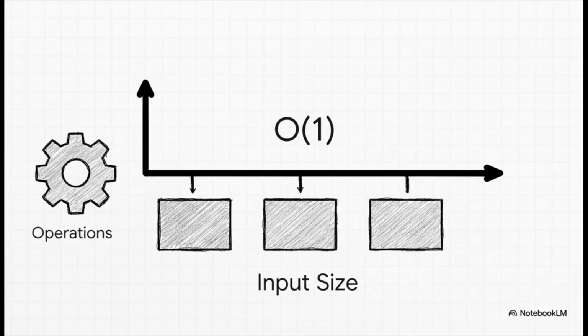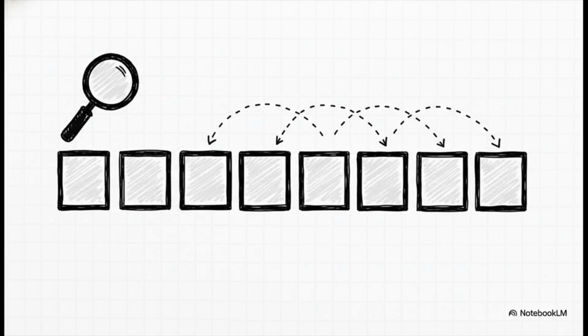If you were to draw a graph of this, it'd just be a perfectly flat line. No matter how far you go to the right with more data, the line doesn't go up. No growth, no change. That's our O(1). Okay, moving on. The next one you'll see everywhere is O(n), or linear time. This is super common.